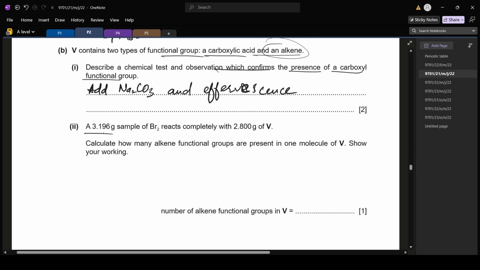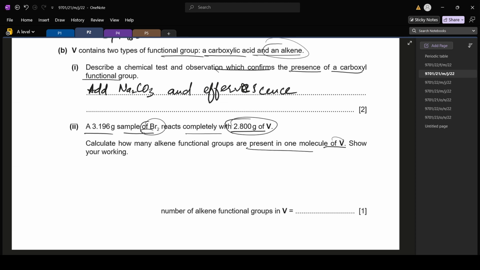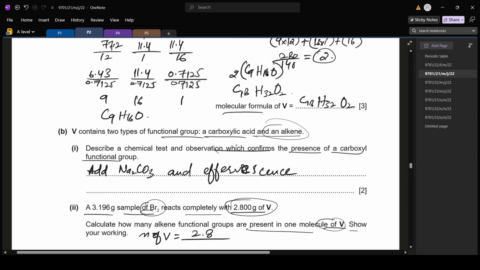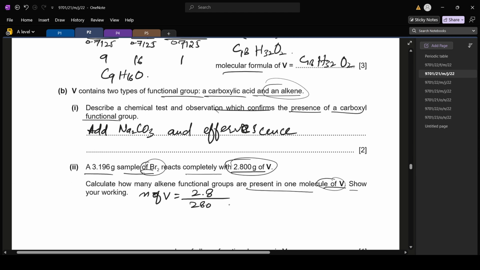3.196 gram sample of bromine reacts completely with 2.8 gram of V. Calculate how many alkene functional groups are present in one molecule of V. So you have to calculate moles of V and bromine. I'm calculating the moles of V first, which is 2.8 divided by the molecular mass of V, which is 280. So this is going to be 0.01.